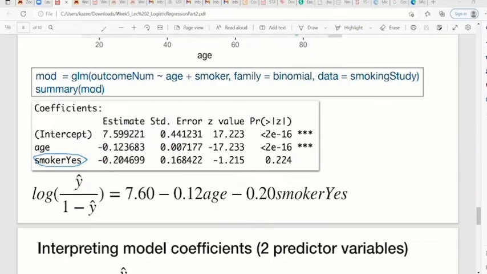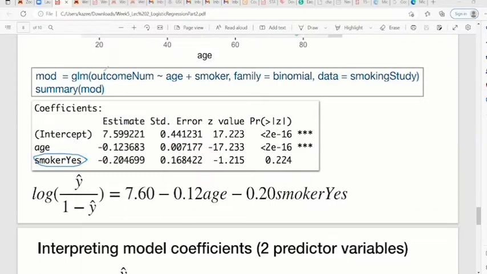Okay, the smoker yes appears when you are working with a categorical variable that has levels. If a particular level appeared in the R output, the other one that did not appear was coded as 0. Now the smoker here that is appearing is being coded as 1.